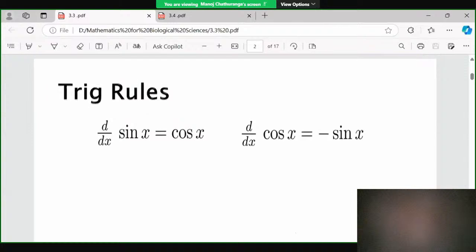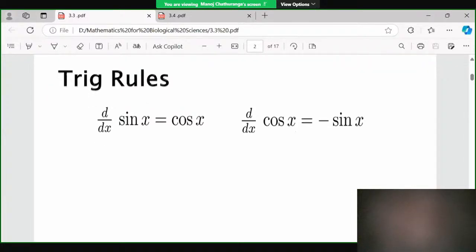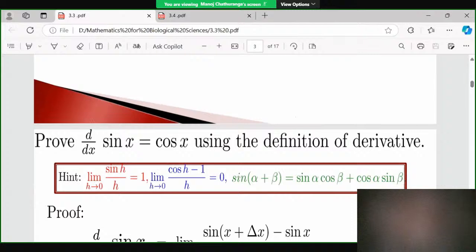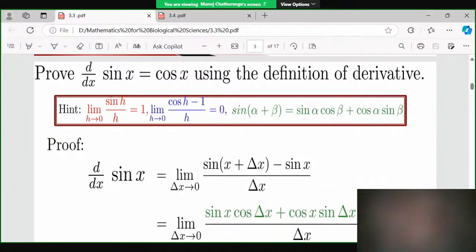Let's go to our notes. Rules. For the basic trig functions, sine and cosine, we know, and this is enough actually to talk about derivatives of all these types of trig functions. These two are enough. We'll skip this. We don't need this derivation. We don't need to know the reason for this value. Now let's keep it aside.